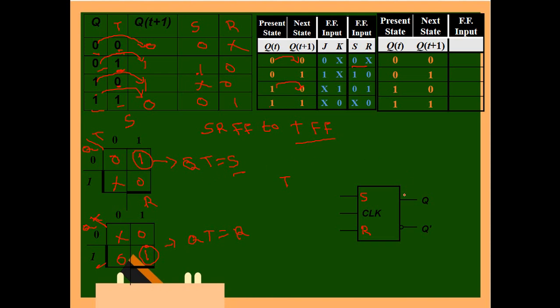Similarly, we can do R is equal to QT. Take Q here to the R condition, and T we take from here. These two are AND gated and connected to R. From this diagram we can say that S is equal to T into Q bar, and this particular portion of R is T into Q. So this is the method of how you convert one flip-flop to another flip-flop.